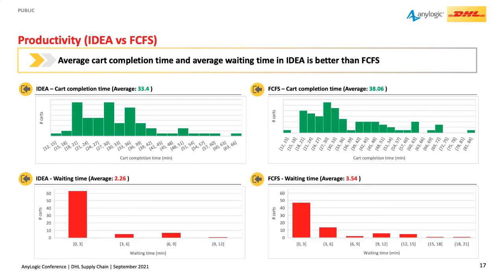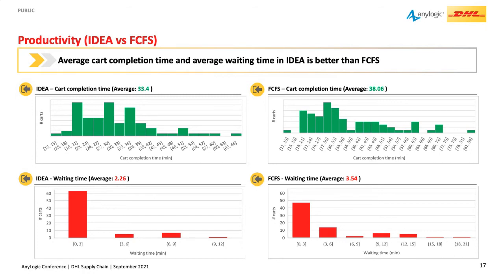So let's talk about the green histogram first. It is the histogram of cart completion time. So what is a cart completion time? A cart completion time is the amount of time a cart takes when it leaves the home location and comes back to the home location again after picking all the SKUs from the shelving. So the average cart completion time in IDEA is 33.4 minutes, and in case of FCFS it is 38.06.